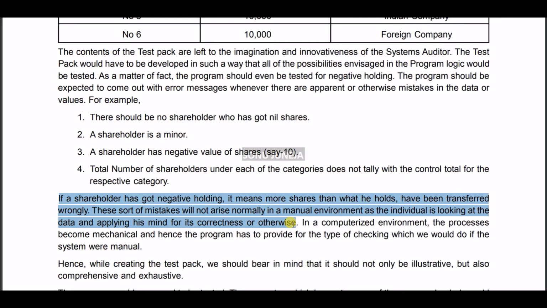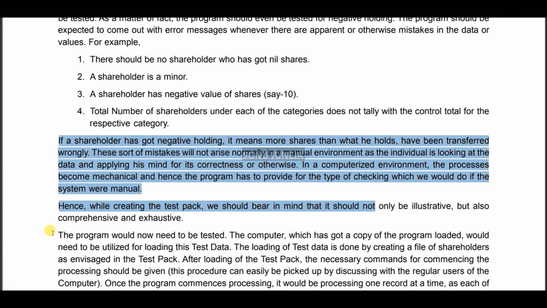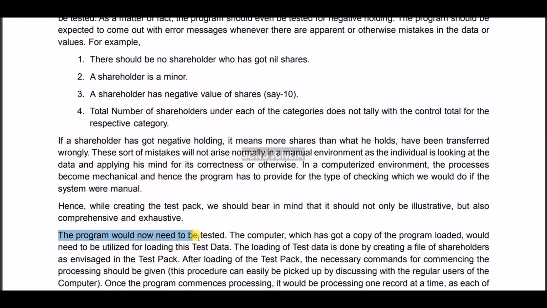Now obviously you would not write anyone's shareholding as negative anyway, but in a computerized environment the process becomes mechanical and the program has to provide the type of checking which we would do if the system were manual. So hence, while creating the test pack, we should bear in mind that it should not only be illustrative but also comprehensive and exhaustive. The program would now need to be tested.